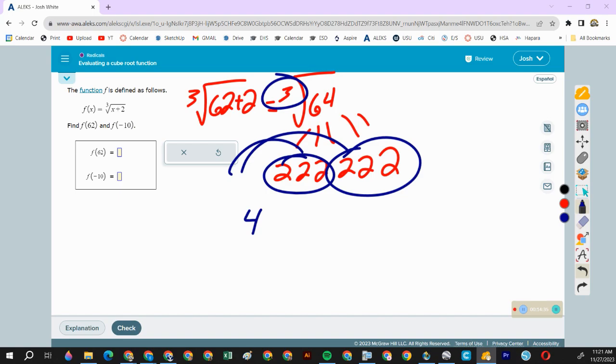Okay. The next one, cubed root of -10 plus 2 is the cubed root of -8. 2 to the third is 8. What about the negative? Can you cubed root a negative? Yes, you can. So this is just -2. No i's.